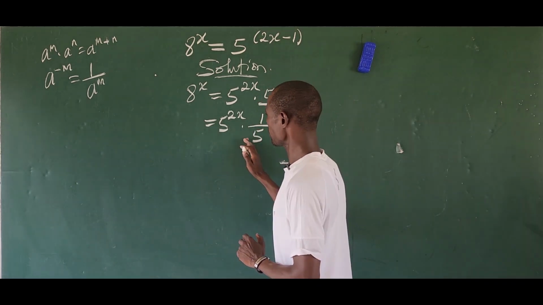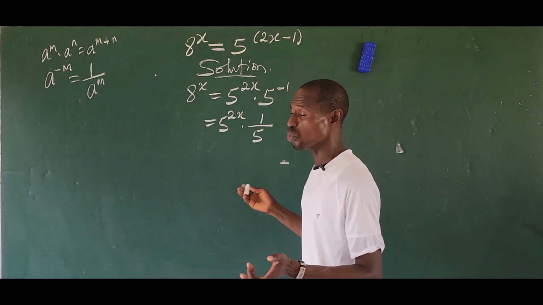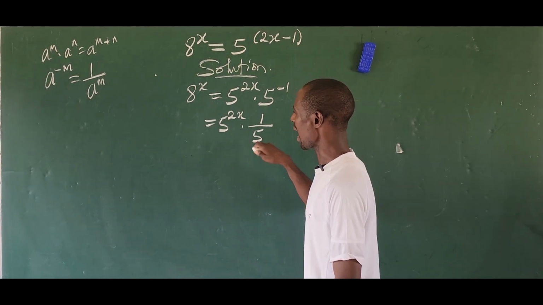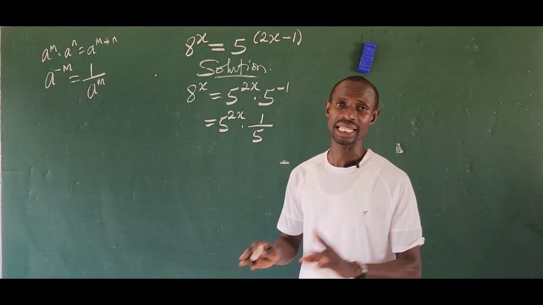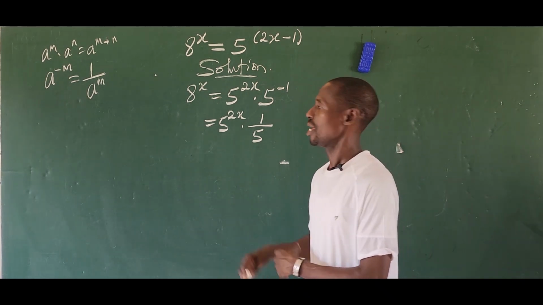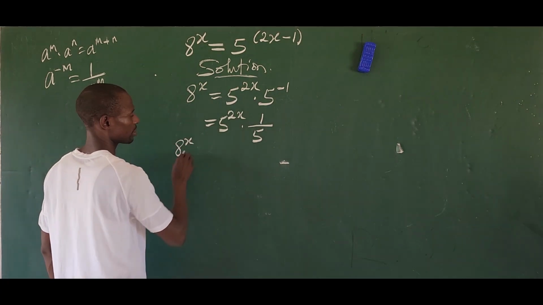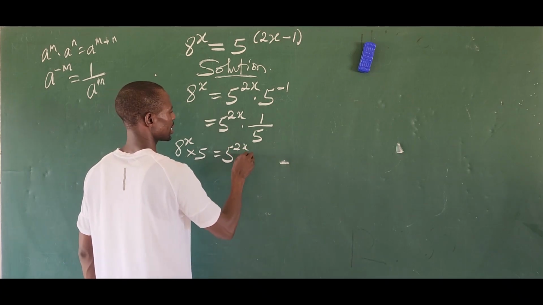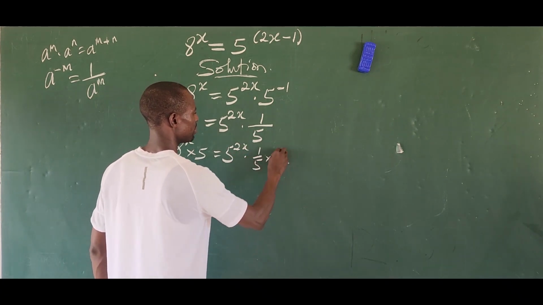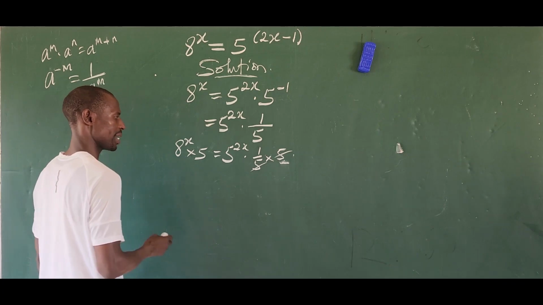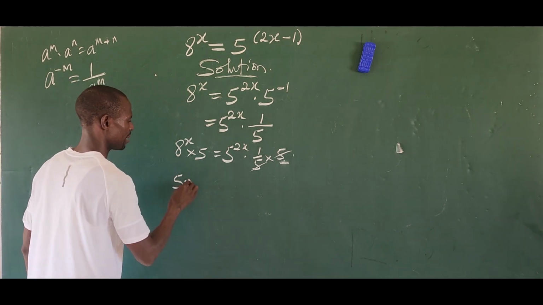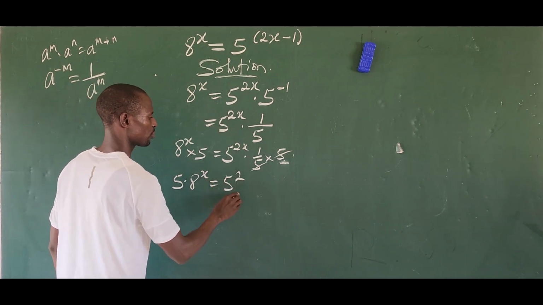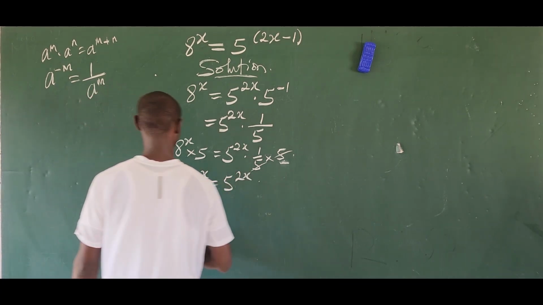Good. Now, with what we have here, what we do is pretty easy. We can eliminate this 5 in here. And how do we eliminate this 5? We multiply both the left-hand side and the right-hand side by 5. So let's go ahead and do that. This is going to give us 8 to the power of x times 5, equal to 5 to the power of 2x times 1 all over 5 times 5. This will leave us with 5 times 8 to the power of x equal to 5 to the power of 2x.